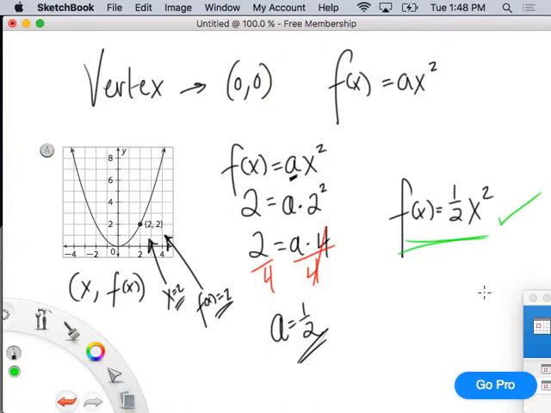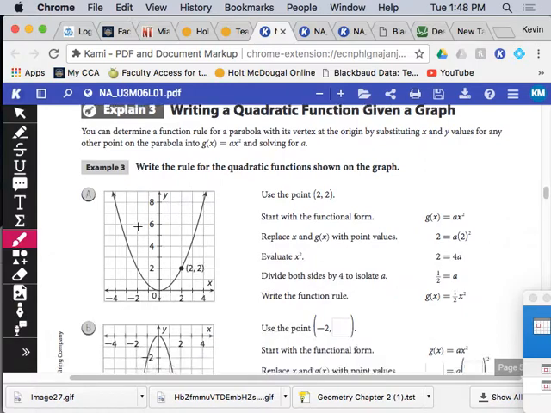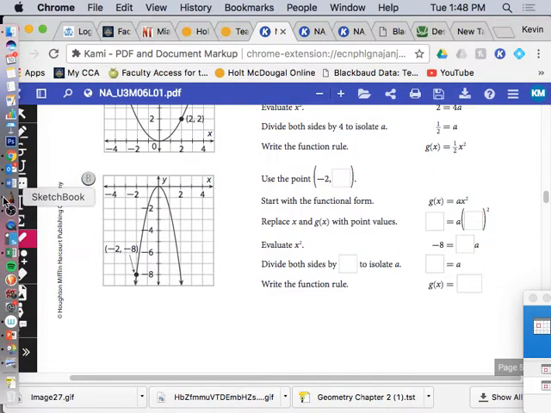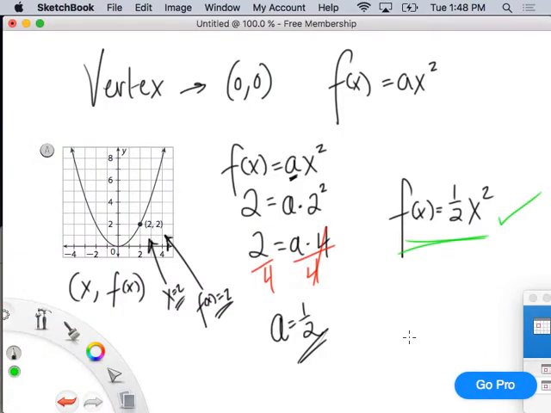Simple as that. What did I do? I start with the form f of x equals ax squared, and I plug in the point. Solve for a, bring it back into the function, and I'm done, right? Plug in the point, solve for a. Got it? All right. Now, go ahead and do step B on your own, just like we did step A. Plug in the point, solve for a. Go ahead, step B.